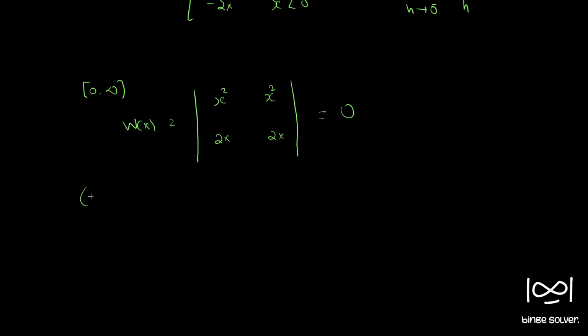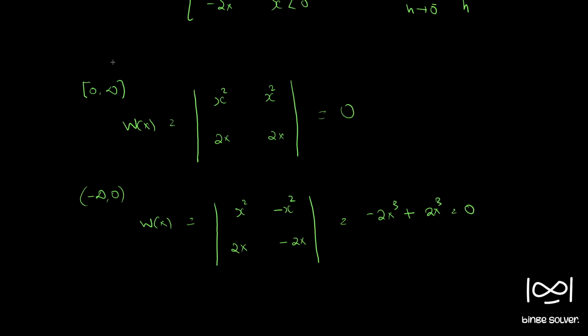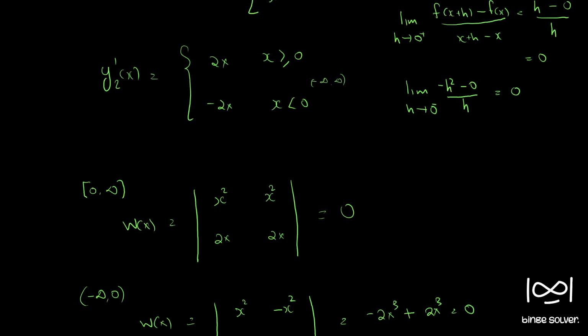Similarly, let's check minus infinity to 0. The Wronskian has first function x square, second function minus x square, and the derivative of the first is 2x, the derivative of the second is minus 2x. So we get minus 2x cube plus 2x cube equal to 0. The Wronskian becomes 0 everywhere. For any real value of x, the Wronskian is 0. So this is a case where the Wronskian is 0 for every value of x in the defined interval, but still the given functions are linearly independent.